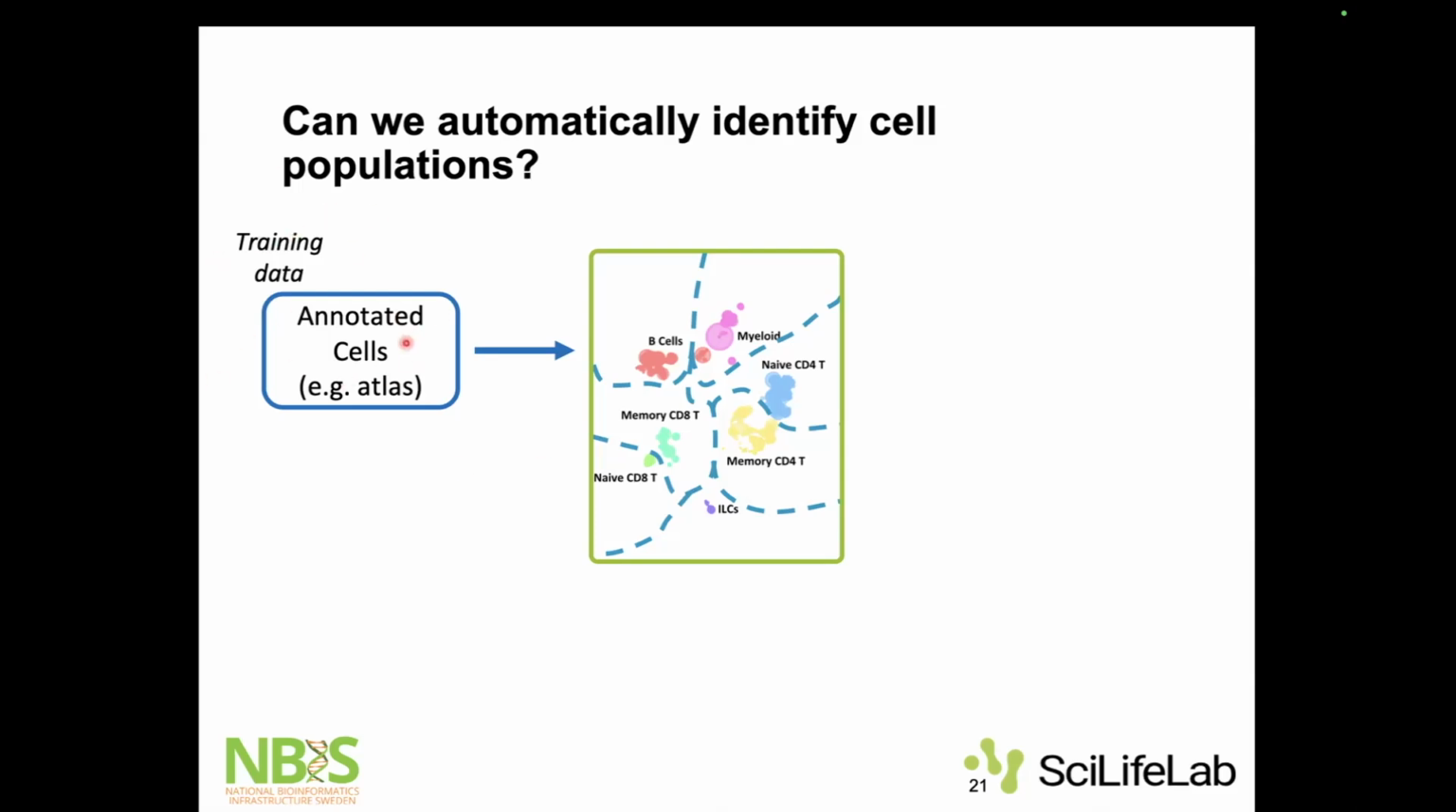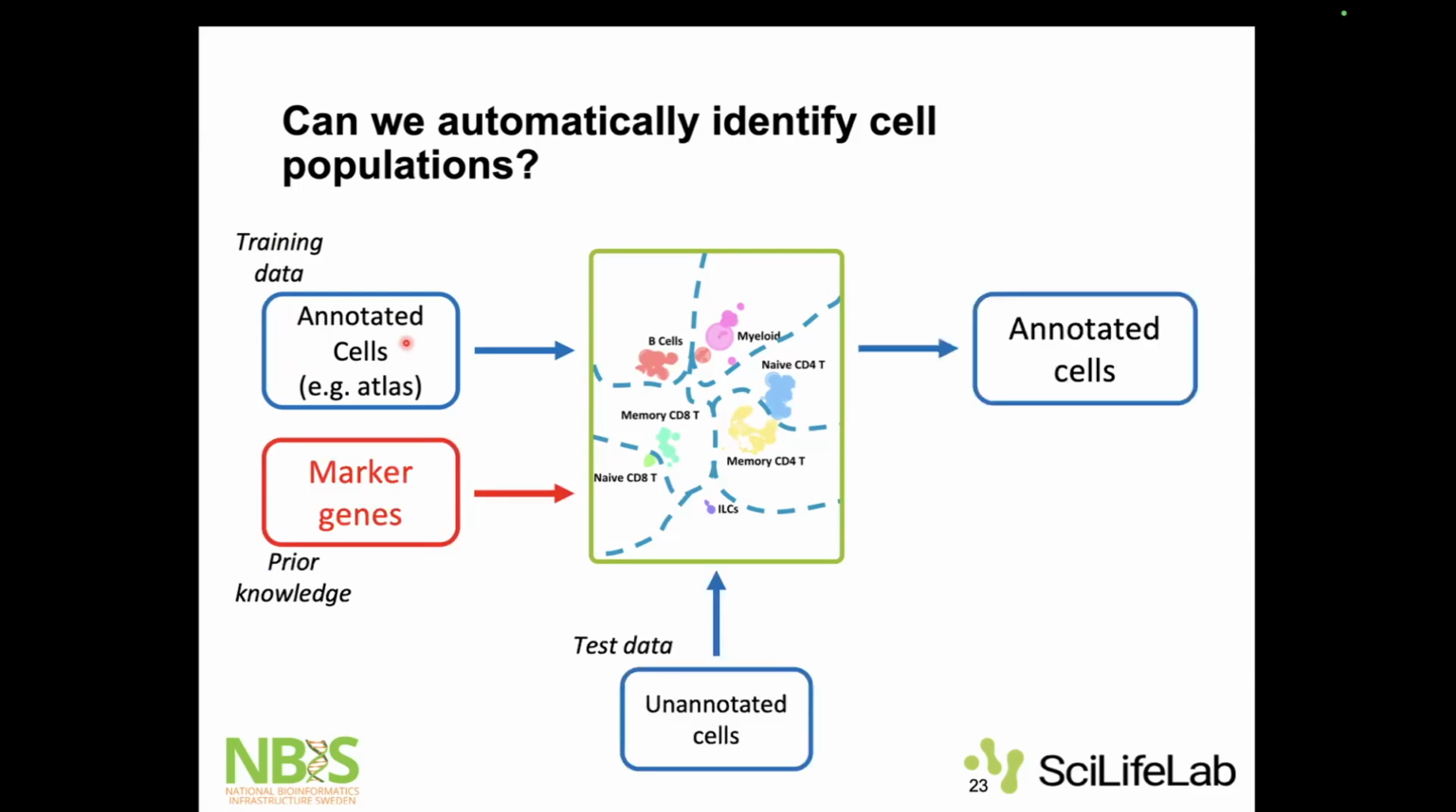We need a cell atlas, where you have information about the cell types, so you have the labels there. For some methods, you need prior knowledge, so you need a set of marker genes. And then when you get the test data, a new data set, you run it through this classifier and then annotate the cells.